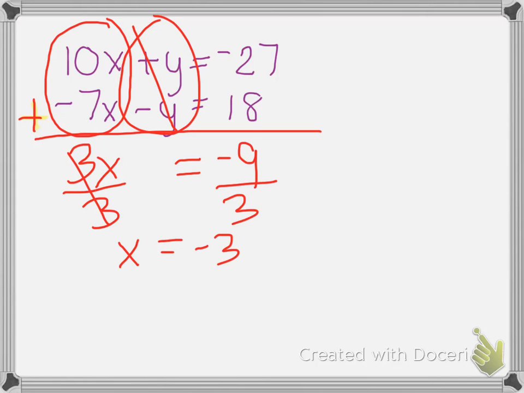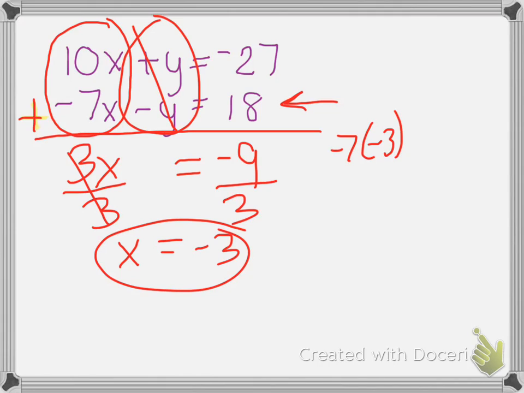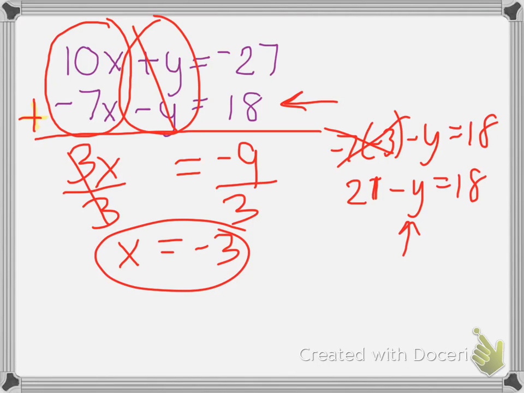To find y, you would just plug this negative 3 into either equation. It doesn't matter, whichever one looks easier for you. I'll go ahead and plug it into this bottom one. So I would get negative 7 times negative 3 minus y equals 18. The negative 7 times negative 3 would make positive 21. Minus y equals 18. And I can just think about that. 21 take away what equals 18? Well, that would be 3. So y equals 3. So then my ordered pair would be negative 3, positive 3.